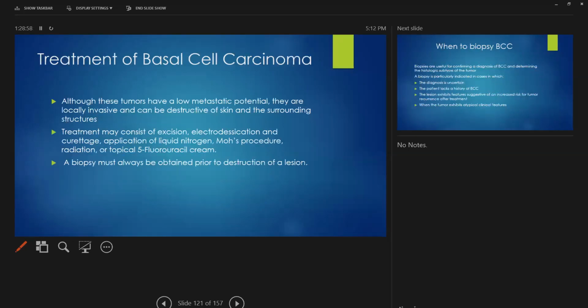So these are so difficult to look at words. A picture is worth 1,000 words. That's so true for dermatology. So treatment for basal cell. Sometimes these tumors will metastasize, but not very often.